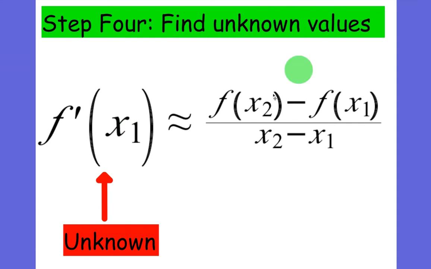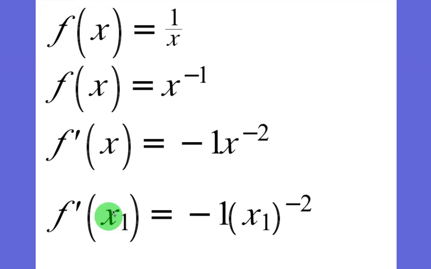Now, we need to find additional unknown values. We don't know f prime of x1, but we can figure it out because we know the original function is 1 over x. We can take the derivative of that and plug in x1, which is what we're going to do. So since f of x is 1 over x, we can rewrite that as x to the negative 1. We can use the power rule to find its derivative, which is going to be negative 1 x to the negative 2, and then just plug in x1 to figure out the derivative at x1.